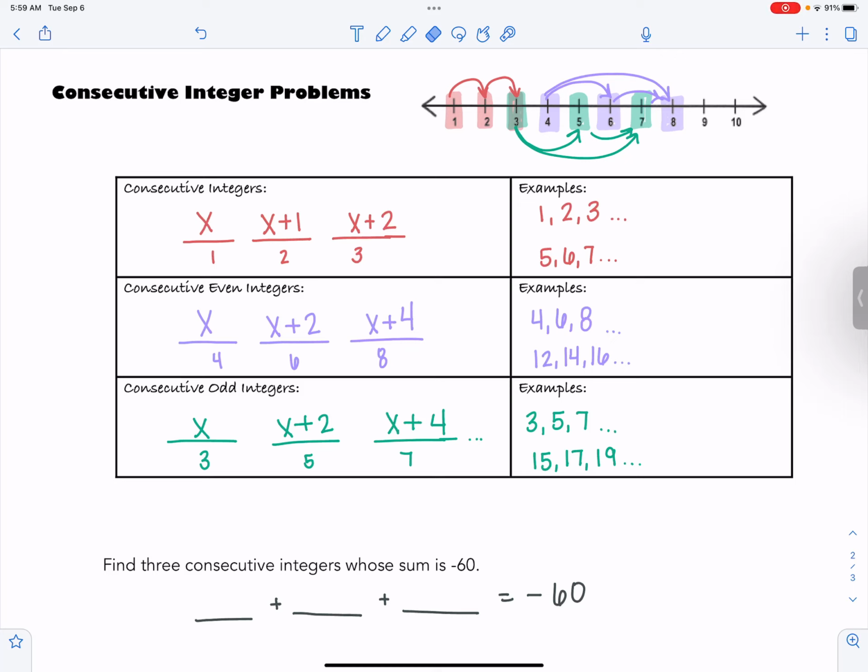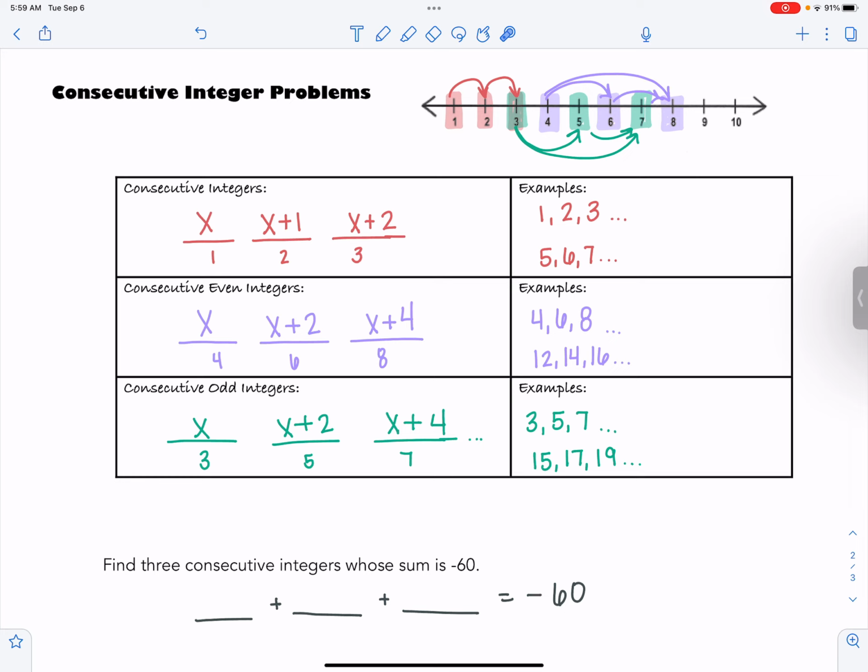So in this video, we're going to be looking at consecutive integer problems. The term consecutive means back to back, like consecutive years served on school board council. So with consecutive integers, I'm looking for integers that are back to back. Now there's going to be some stipulations.